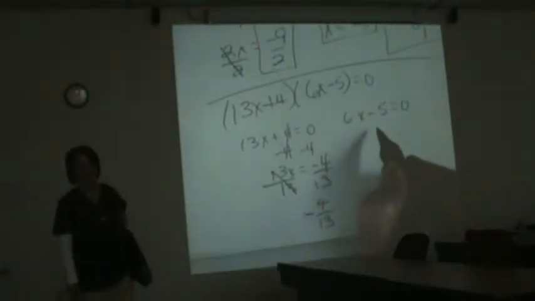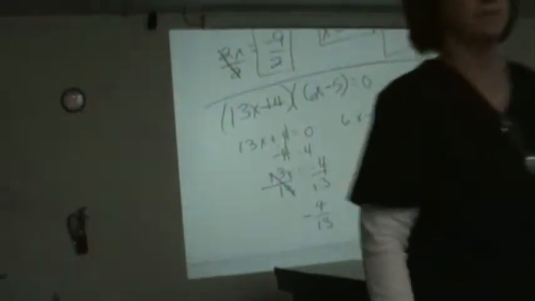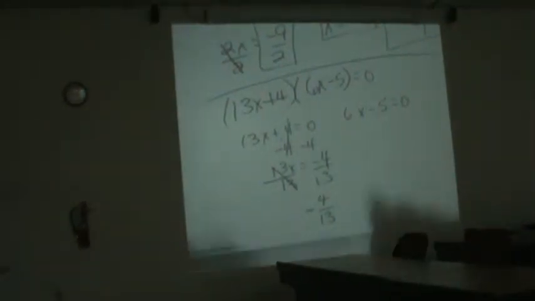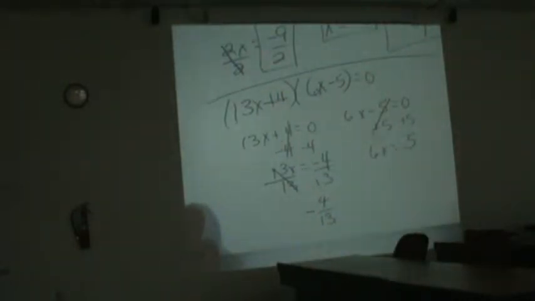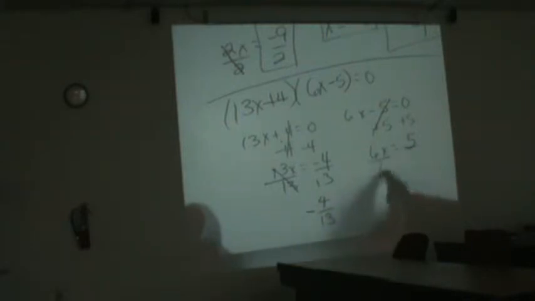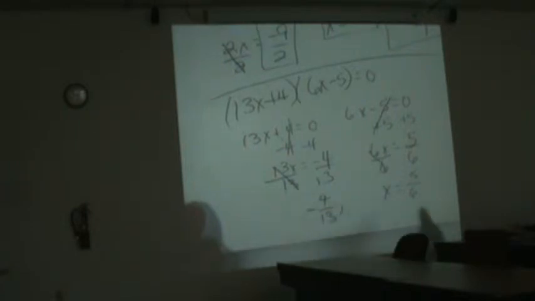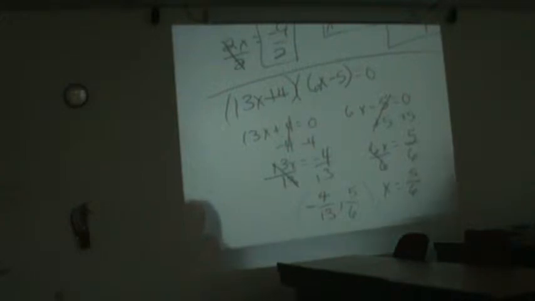And then this one, what do we do first? Add 5 to both sides. So you have 6x equals positive 5. And then divide by 6. x equals 5/6. So you got negative 4/13ths and 5/6. Okay, let's do a couple more of these and we'll go into where we're factoring.